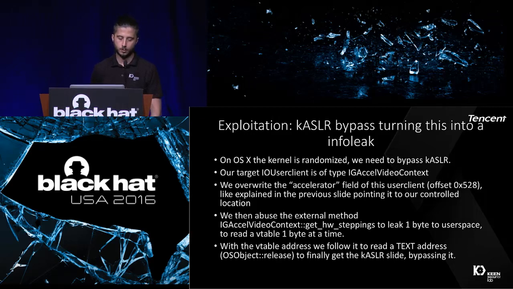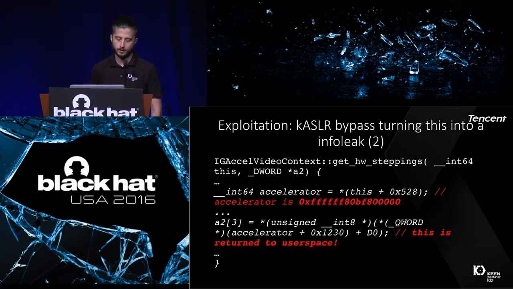Then we abuse this external method, get hardware settings, to leak 1 byte at a time to user space. First we read the vtable, and then we follow this vtable to read the OSObject release text address. In this way we can obtain the KASLR slide. As you can see here, there is some decompiled code from the method, and the accelerator is pointing to our location, and the array is actually returned to user space. So we get 1 byte of info leak.